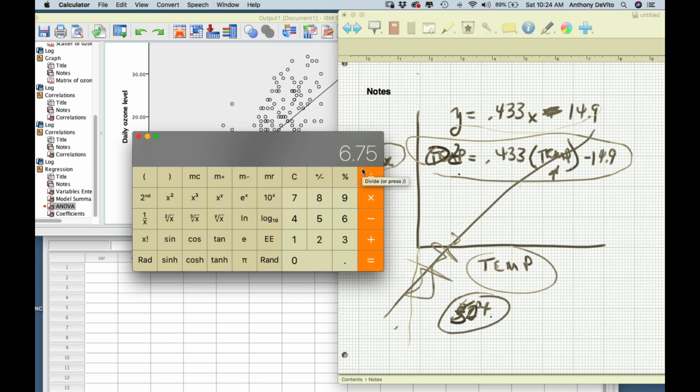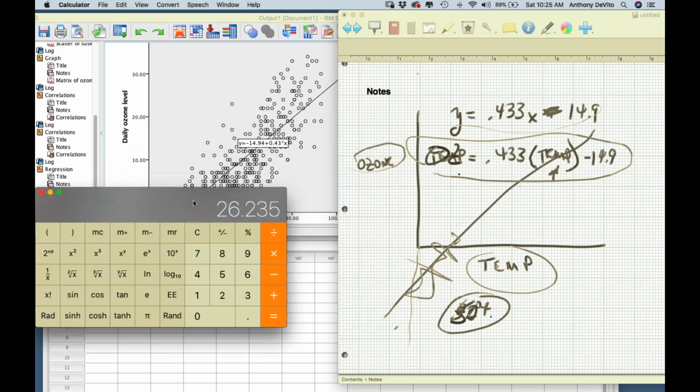Well, if you're asthmatic, you have pulmonary function issues, and so on and so forth, that might help you to determine whether you're going to have a breathing issue that day or a lung irritation issue that day. Now, how about on a hot day when it's 95 degrees? The same calculation, 0.433 times 95 minus 14.9 is equal to an ozone level of 26, which is really high, right? Which could be really irritating, right?